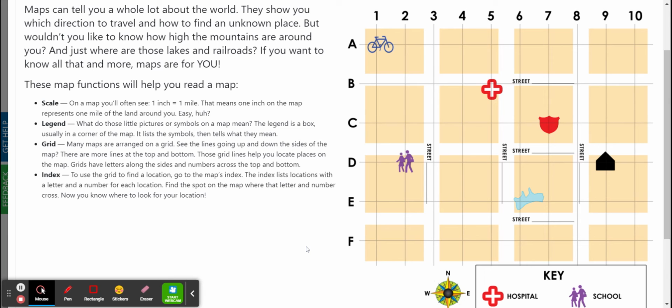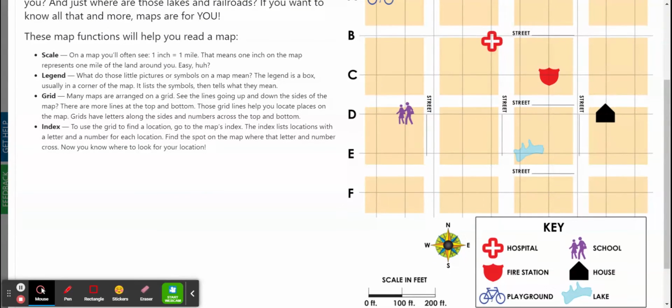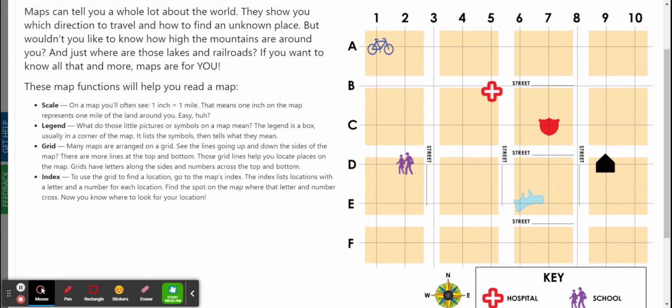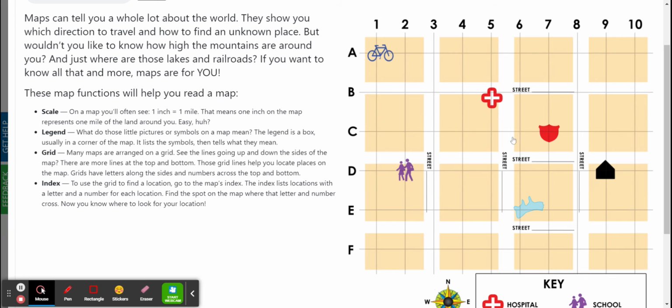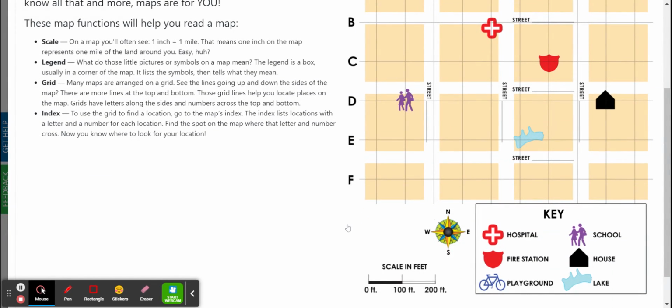All right, so think for a minute and everybody see if you can figure out where is the playground at and where is the lake at? What grid points are the playground and the lake at? I'll give you a moment. Think about it for a second. And if you said that the playground is at 1A, you are correct. And the lake is at 6E. The lake is at 6E. You would be correct. Okay?